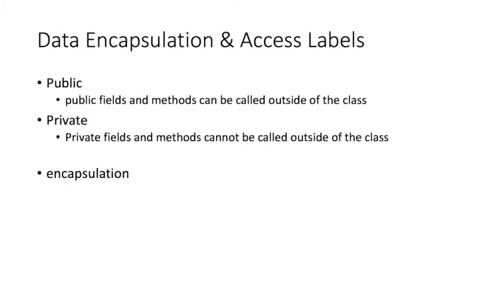Then, we are going to talk about data encapsulation. Data encapsulation refers to the action of hiding some parts of data from users. There are two different access labels used to achieve data encapsulation, which are public and private. Private refers to the fields or methods that are not accessible outside the class, and public refers to fields or methods that are still accessible outside of the class. Actually, there are other access labels, protected and default, but we will not use them right now.